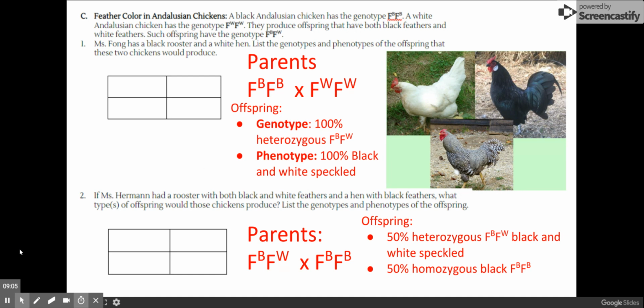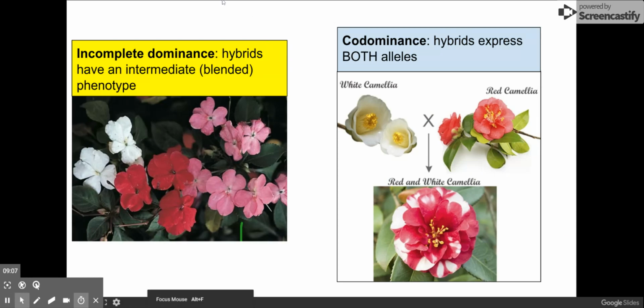All right, so just to summarize, we talked about incomplete dominance, where when you get a hybrid, it has an intermediate or blended phenotype. So the example was crossing red flowers with white flowers and getting pink flowers. With codominance, on the other hand, the hybrids are going to express both alleles at the same time. They're both dominant. So if you were to cross white and red, you're going to have flowers that have both red and white.